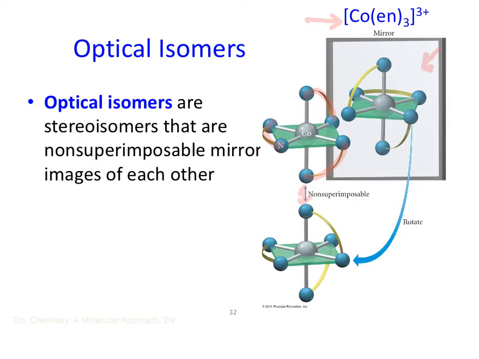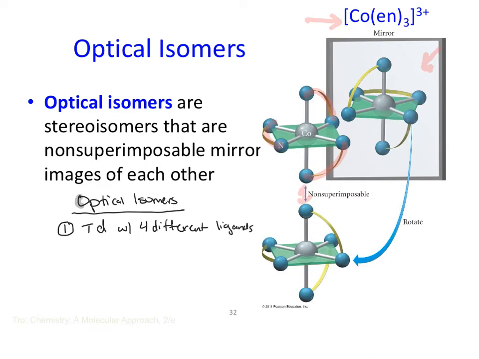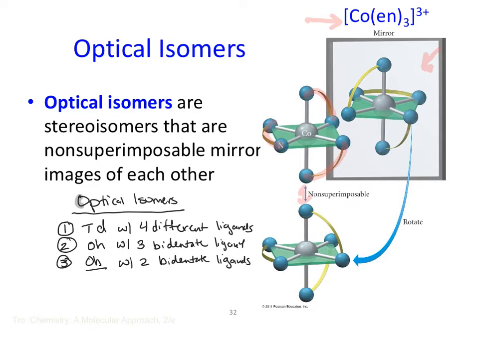There are 3 different types of optical isomers that I want you to remember. They are just the most common structures that we see in our textbook in this chapter. So the first is if you have a tetrahedral arrangement with 4 different ligands. The second, as we see in this slide, an octahedral structure with 3 bidentate ligands. And the third, you have an octahedral structure with 2 bidentate ligands. But what's very important, they must be in the cis position.